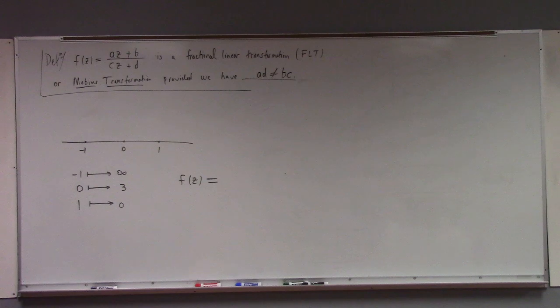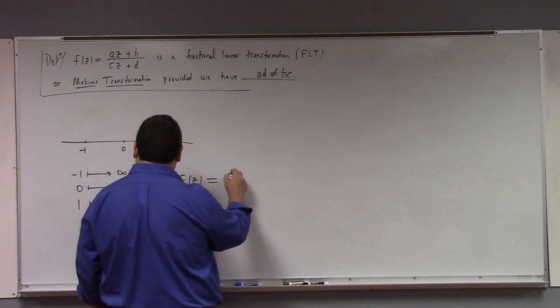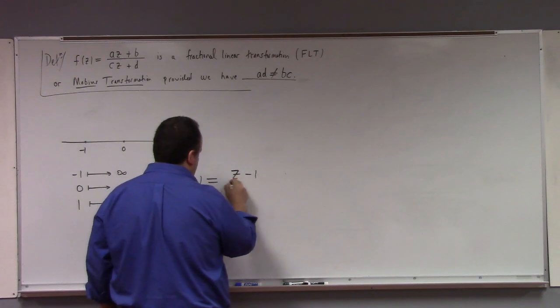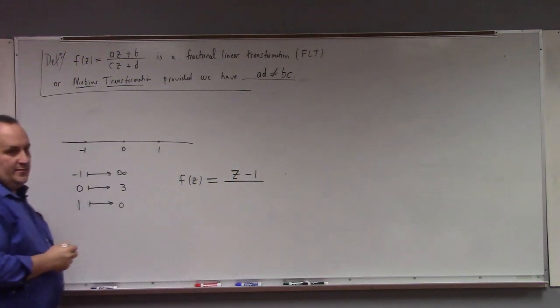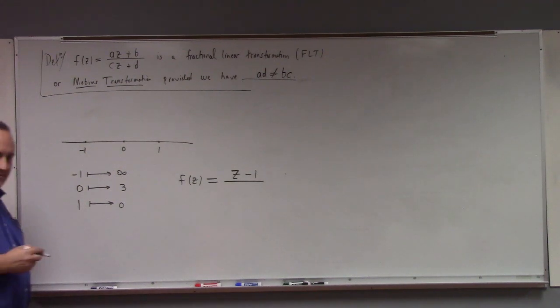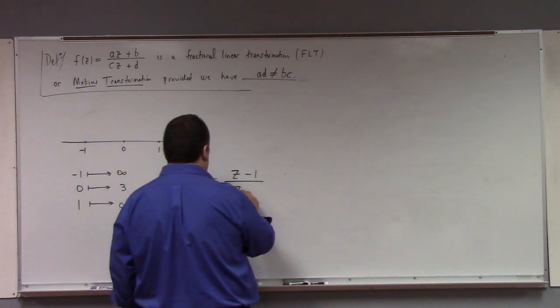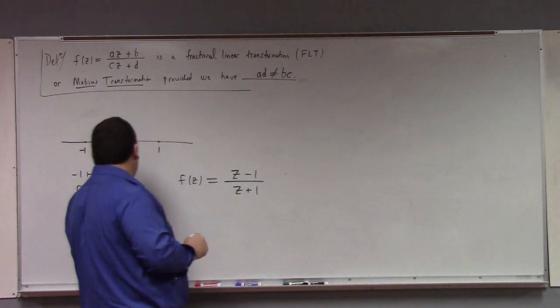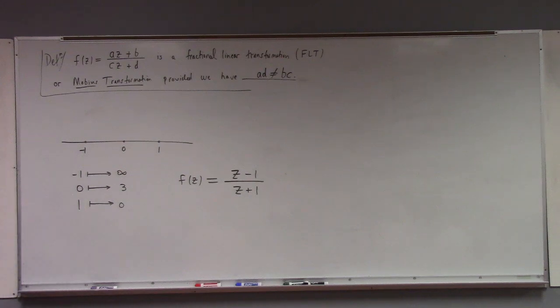So I'll do the easy part. To send 1 to 0, I simply slap a z - 1 in my numerator. Voila. That will send 1 to 0. I want to send -1 to infinity. To achieve this, I simply put z + 1 in the denominator. Now, that will send -1 to infinity.